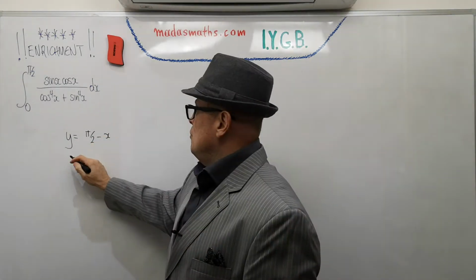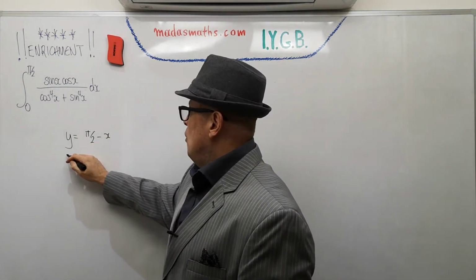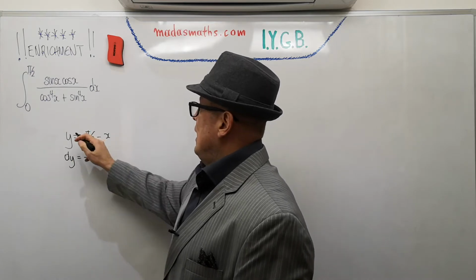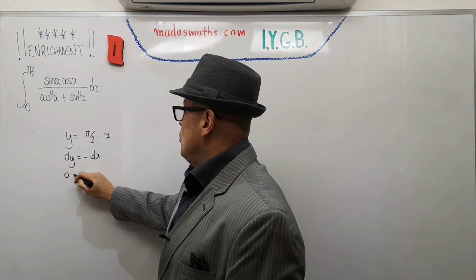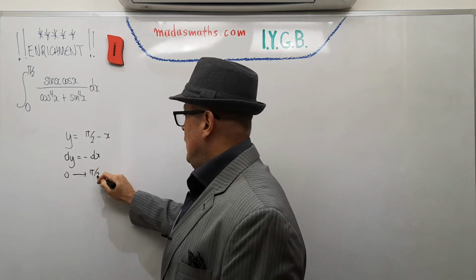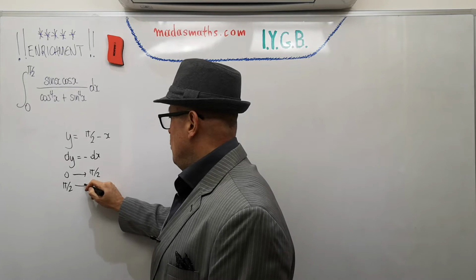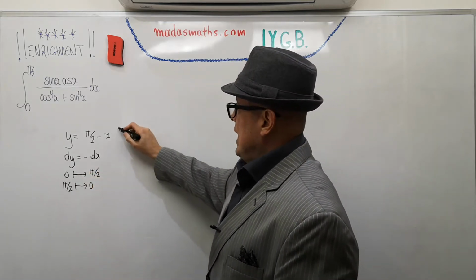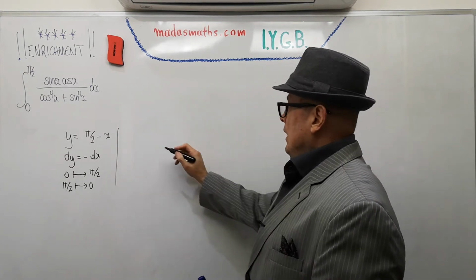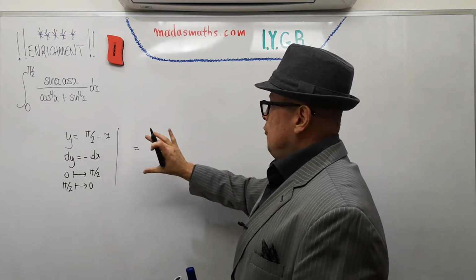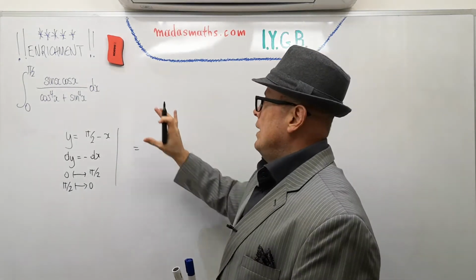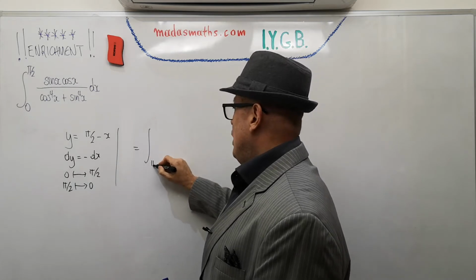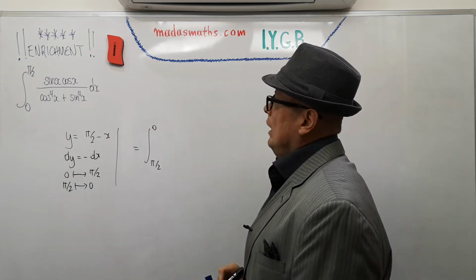The intention is, of course, to reverse the limits first of all. So dy will be the same as minus dx, and the limits will swap. The 0 will go to pi over 2, and the pi over 2 will go to 0. This is not formal working, because this is not what I'm going to do in my solution. It's going to reverse the limits, pi over 2 to 0.